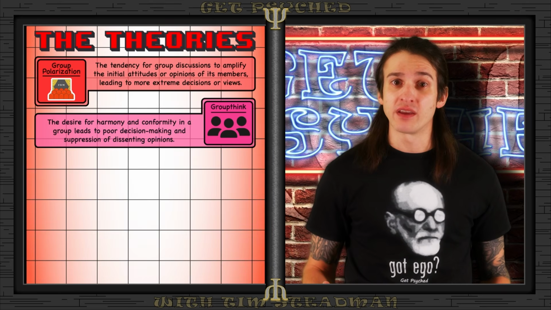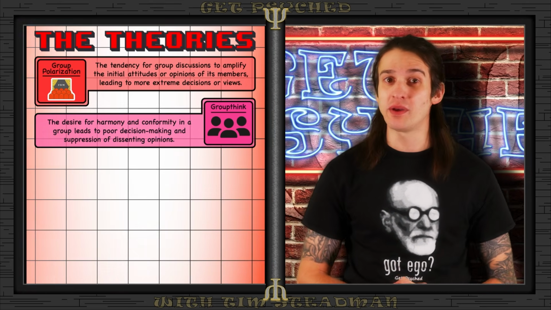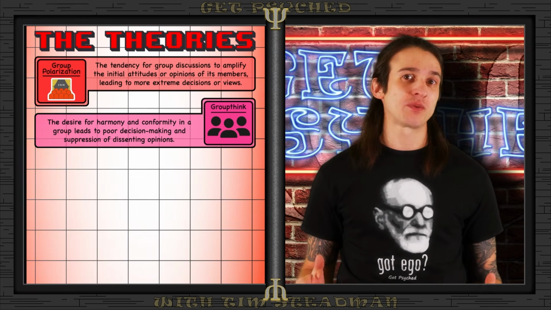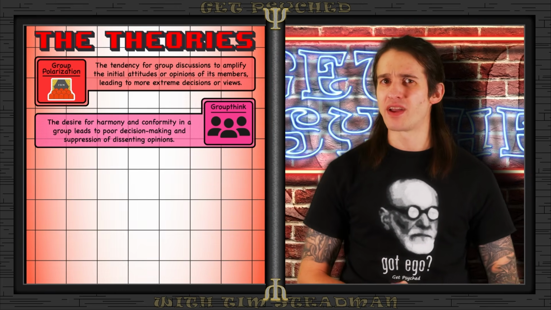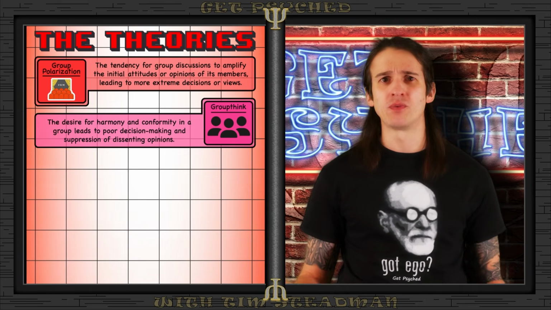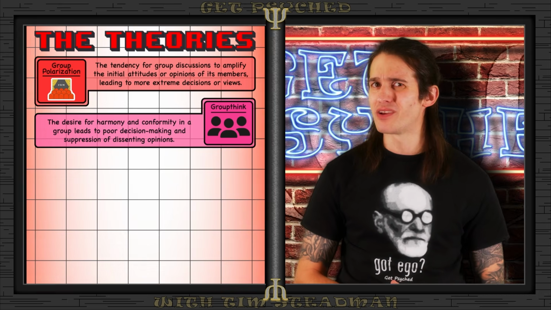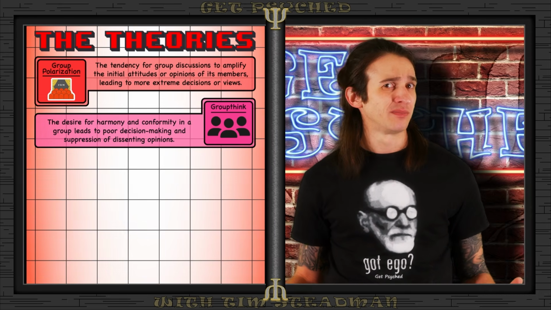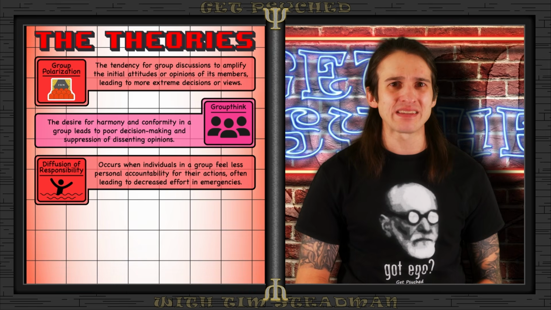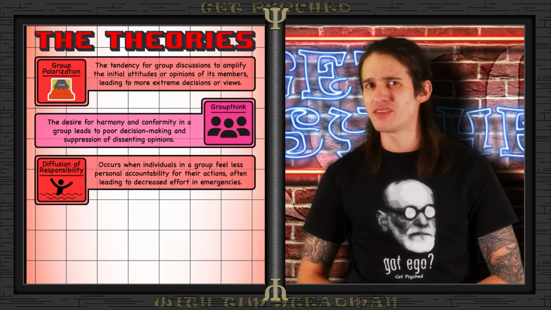Then there's groupthink, which is when the desire for harmony in a group leads to bad decision making. Picture a team project where nobody speaks up against a flawed idea because they don't want to rock the boat. The result? The group moves forward with a choice that isn't well thought out just to keep everyone happy. Next is diffusion of responsibility, which is when people in a group feel less accountable because responsibility is shared.